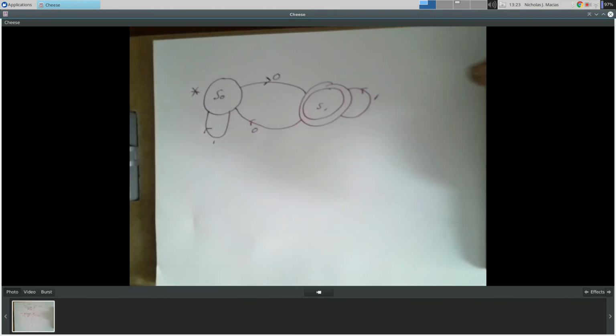So this is a pretty uncomplicated looking diagram. We start in S0. If we have a 0, we go to S1. If we have a 1, we stay in S0. S1 stays in S1 for a 1 and goes back to S0 for a 0. Initial state S0, recognized state S1. So the question is, what sorts of strings does this machine recognize?